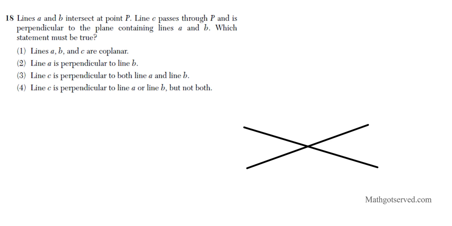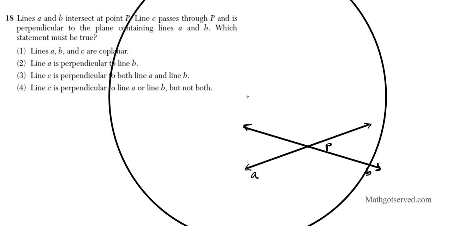Okay. So this is line A, and this is line B, and they intersect at a point P. All right. And then you're told that line C passes through P and is perpendicular to the plane containing lines A and B. So what we're going to do now, let's go ahead and draw ourselves a plane containing lines A and B. All right.